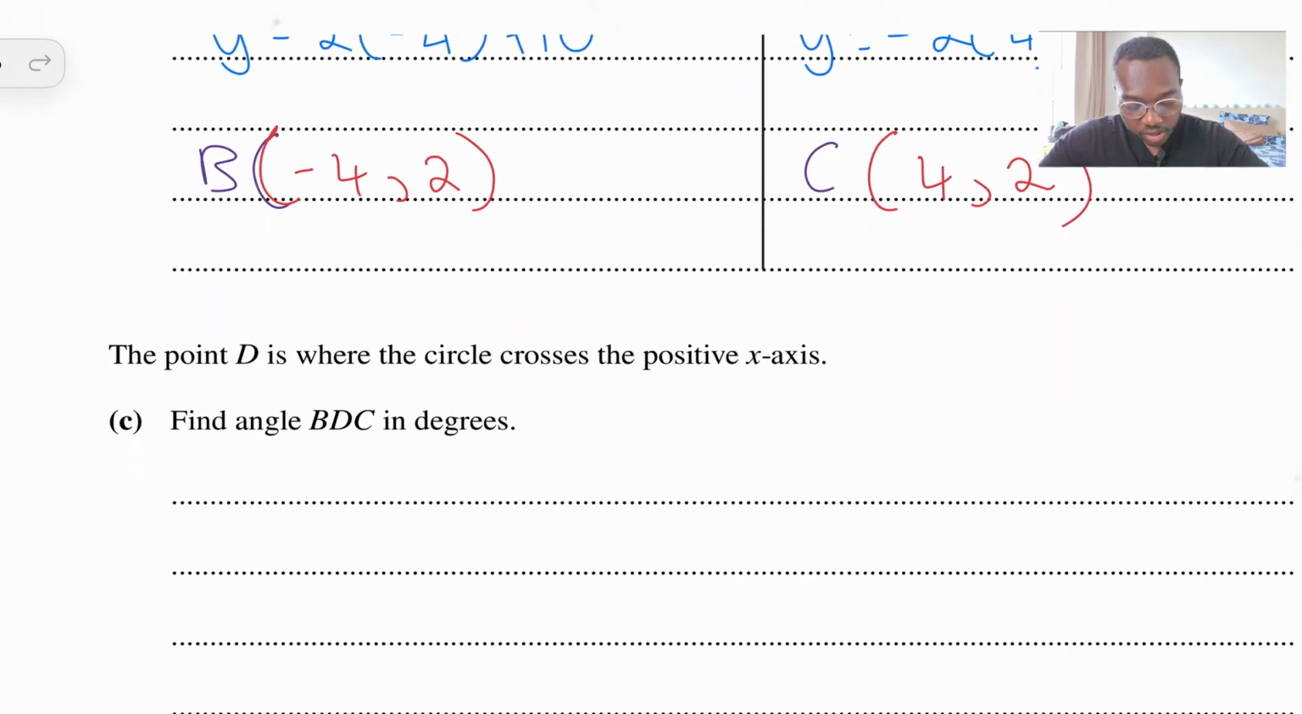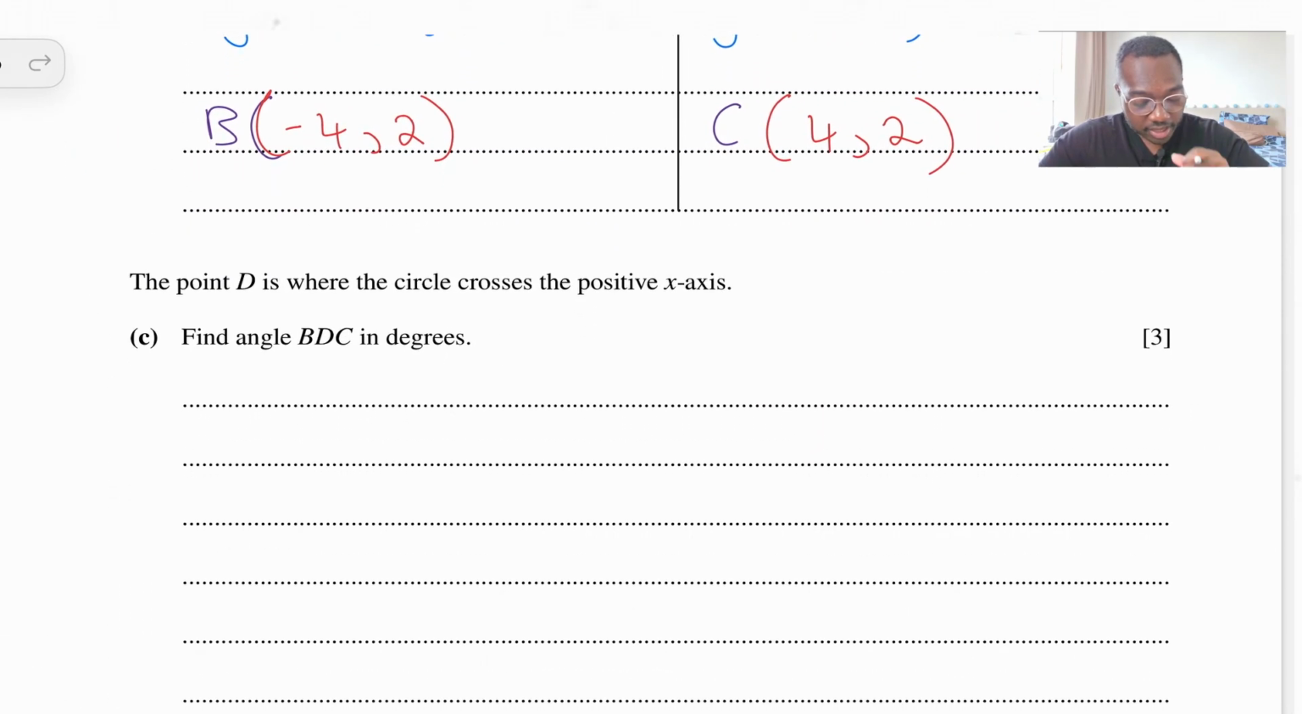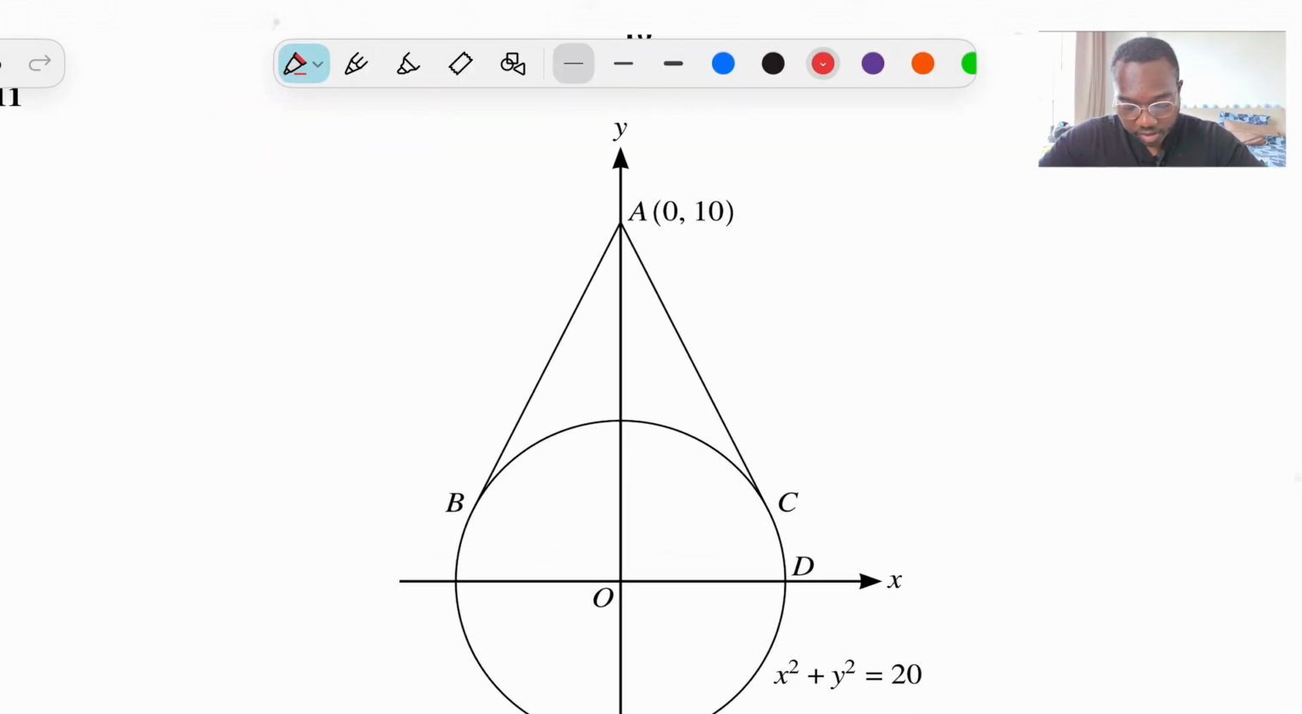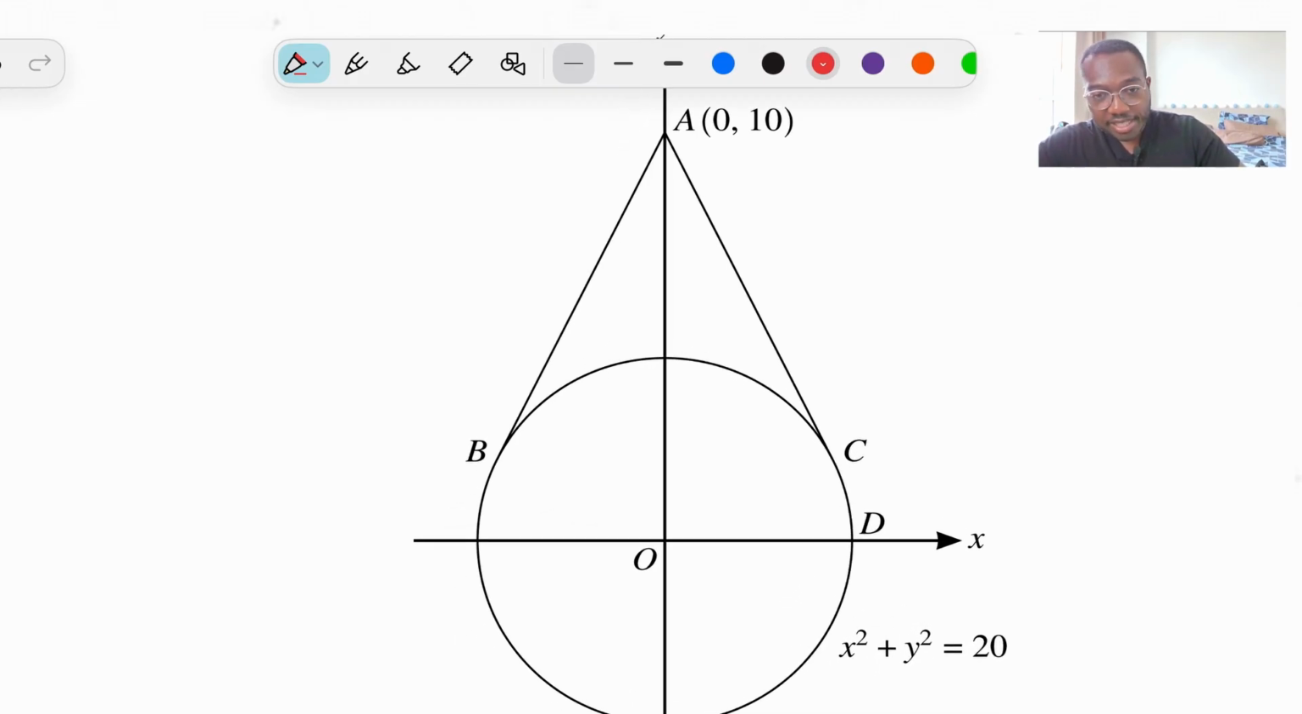In our last question, we're told that the point D is where the circle crosses the positive y-axis. We need to find angle BDC in degrees. So if I'm back here now, if we want to find angle BDC, if I just draw a line like this, and then like this, and all the way. This one should just be a straight line. That's as good as I can get it.